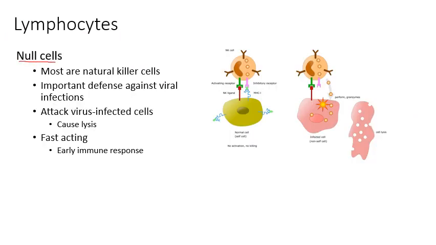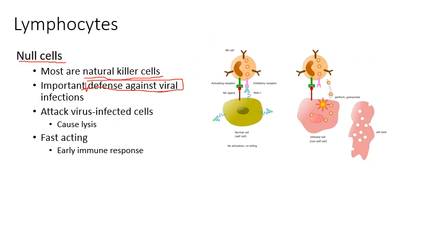The last is the null cells. Okay, the null cells, most of them are those NK cells, those natural killer cells. And they are important defense for viral infection. So they are kind of like the first line of defense. They are part of what we call the innate or non-specific immune response.